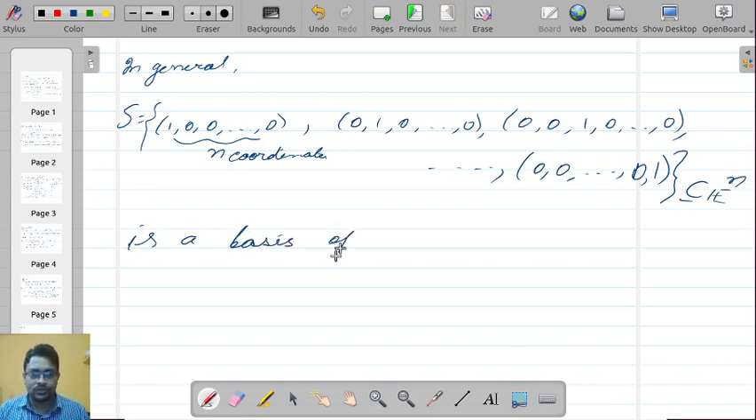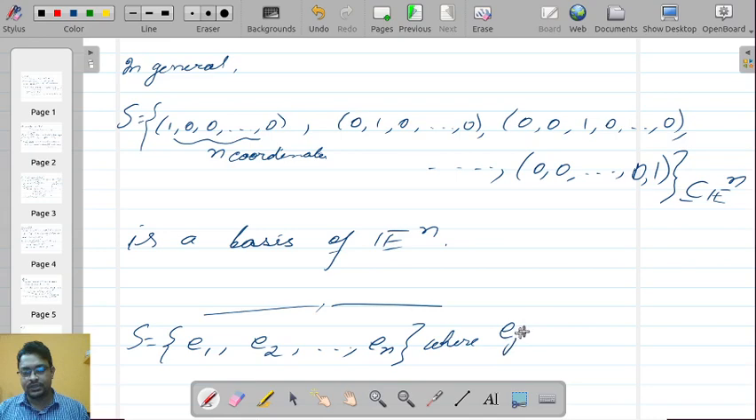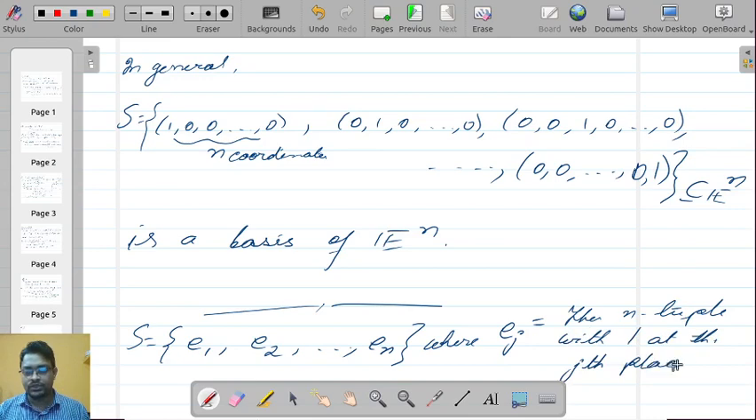This is a basis of E^n. We usually denote this as E1, E2, up to En, where Ej is the n-tuple with 1 at the jth place and 0 elsewhere.